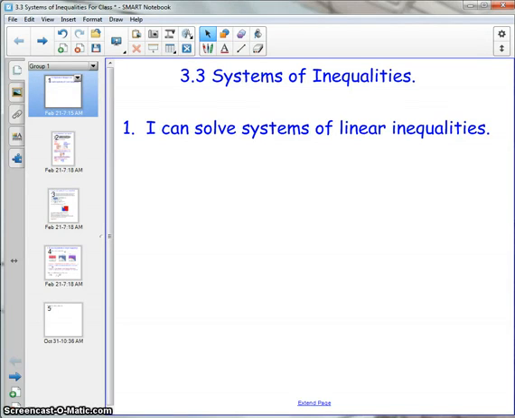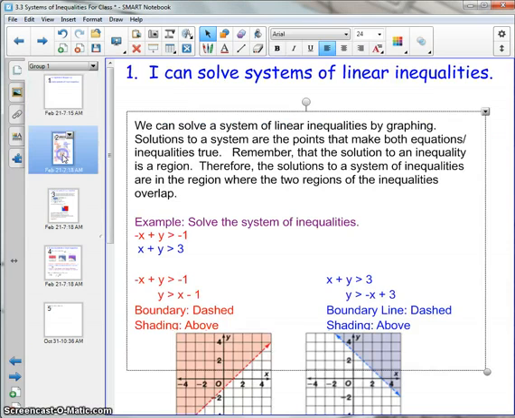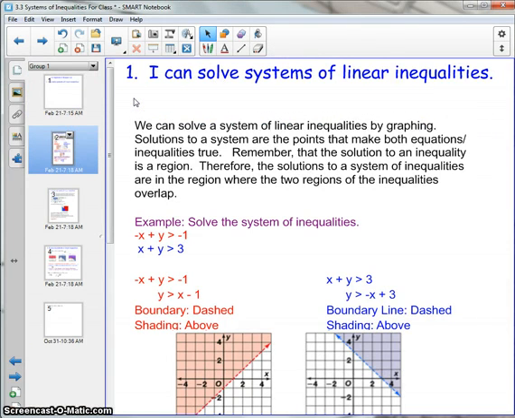In this lesson today, we're going to be looking at solving systems of inequalities. Basically, what we're going to be doing is combining the idea of how to graph inequalities like we did in Chapter 2 and this idea of solving systems of equations. So we're going to combine them and talk about solving systems of inequalities.